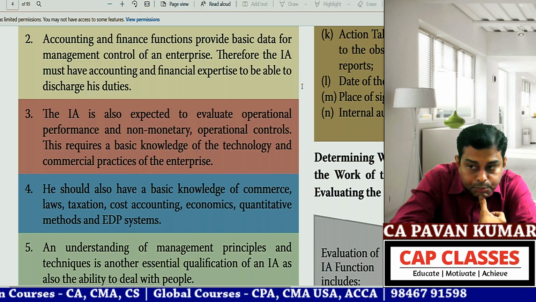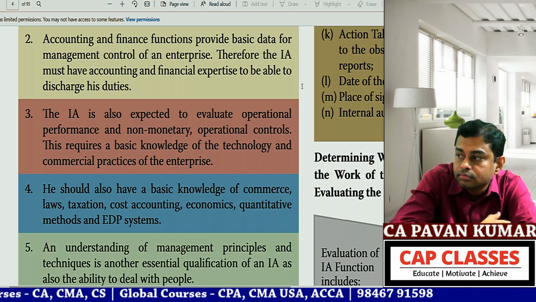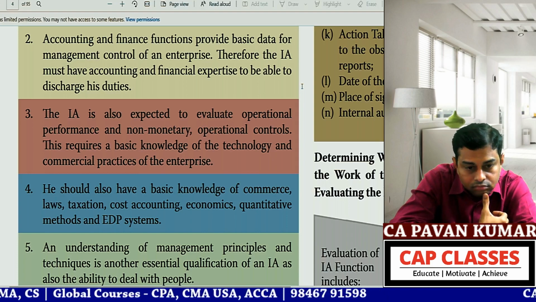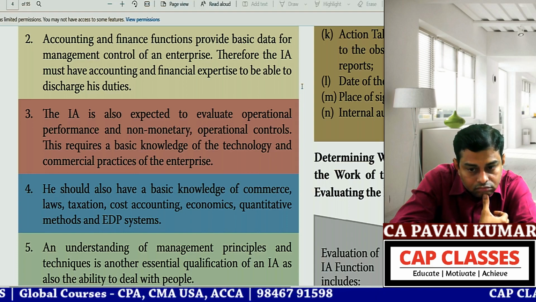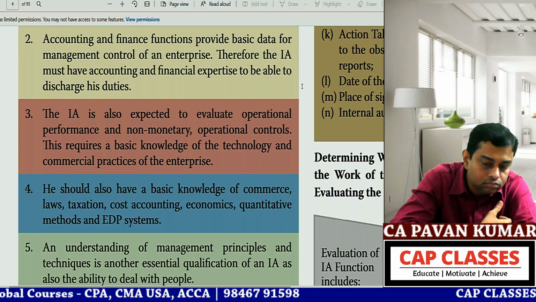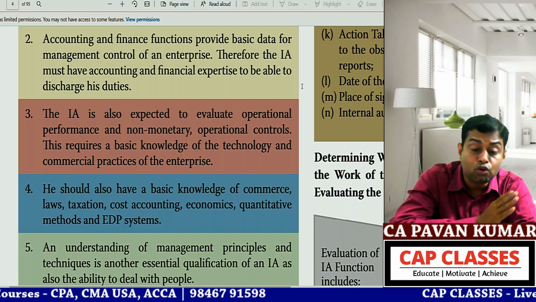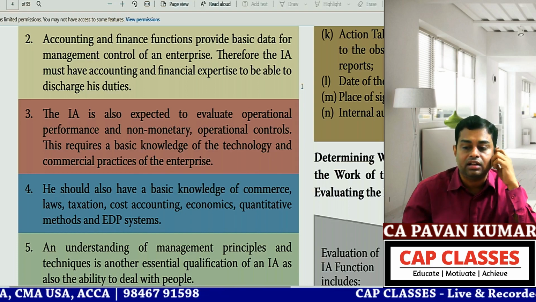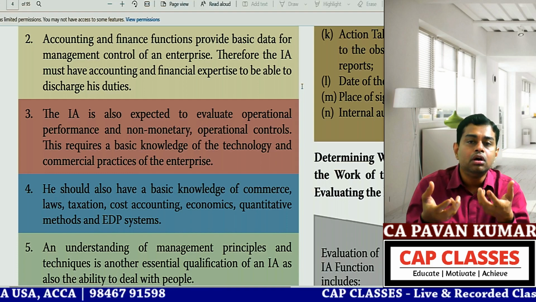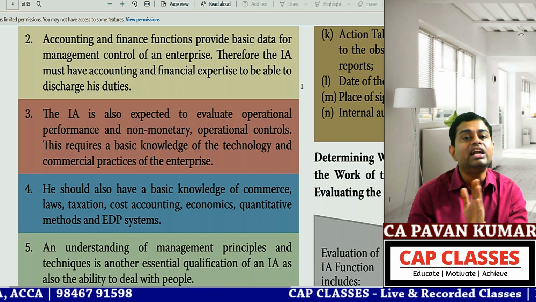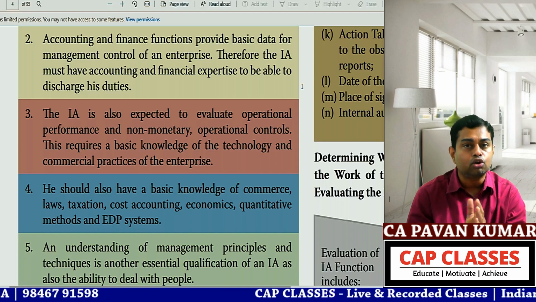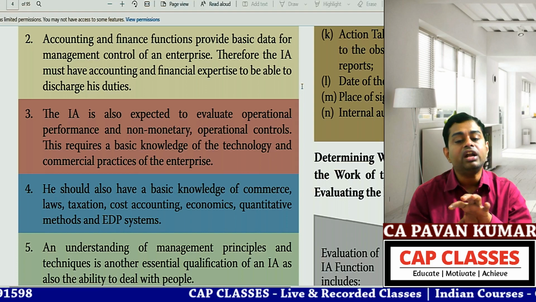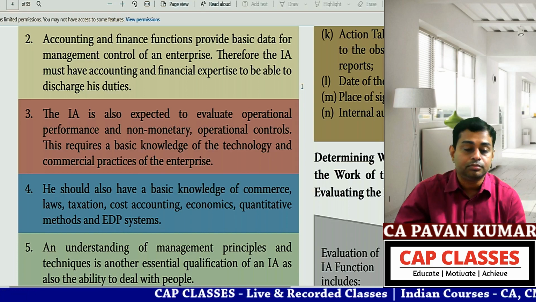Next. The IA is also expected to evaluate operational performance and non-monetary operational controls. This requires a basic knowledge of the technology and commercial practices of the enterprise. So there are accounting controls, finance controls, there are operating controls also. Operating controls need not be monetary. It need not be in terms of something to do with money. For example, attendance, human resource controls, production control, quality control, administrative control. So these are non-monetary operational controls. So you should know about them also.